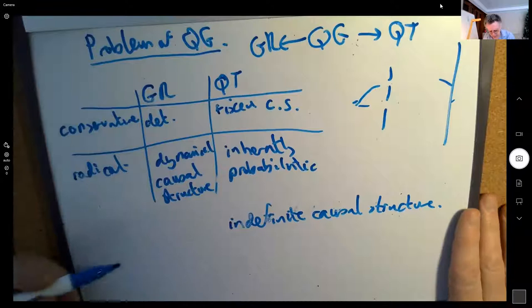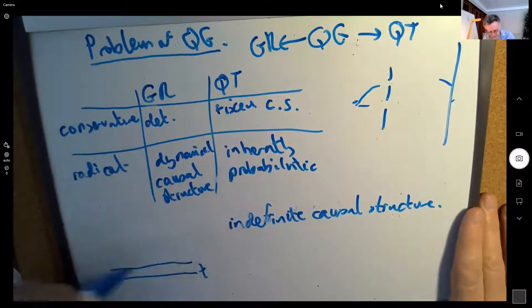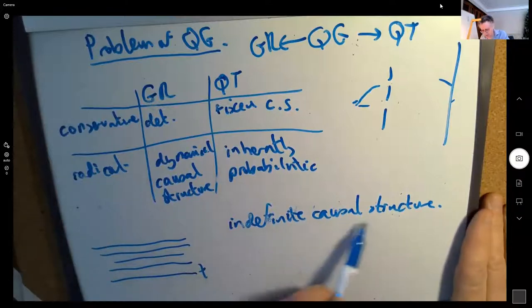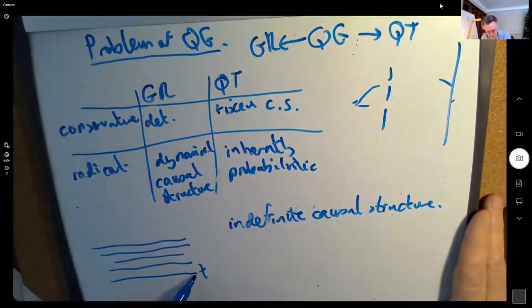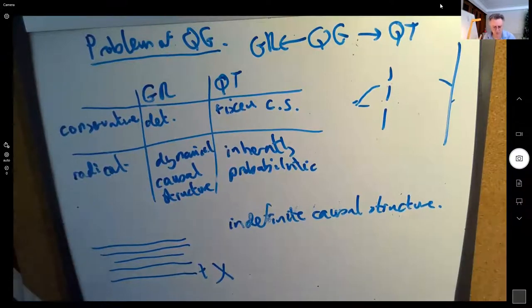Normally in physics, we're used to the idea that you evolve a state forward in time. So you have some state at a given time t, and then you evolve it forward, and in so doing, you're able to make predictions. If you have indefinite causal structure, then the very idea of a space-like surface, a state at a given time, doesn't make any sense anymore. So this stops making sense. You can't think in terms of this picture of a state at a given time evolving forward in time.